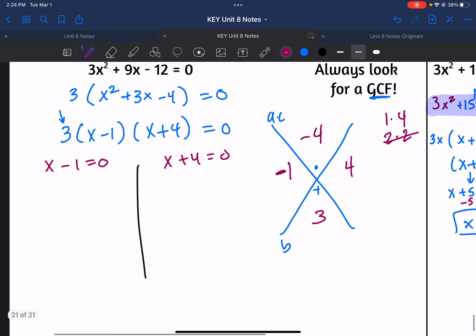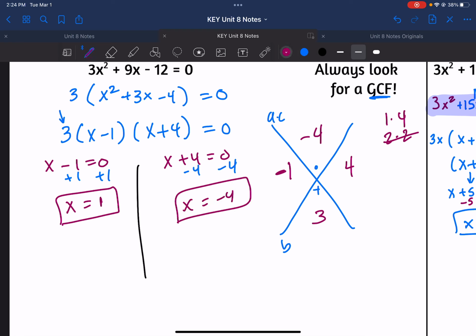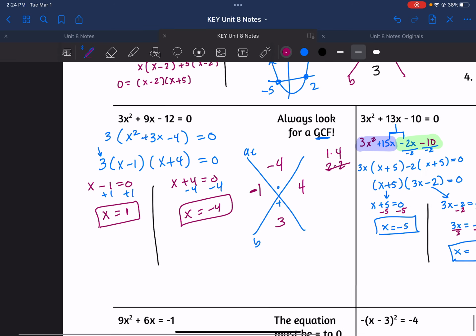All right, let's solve this. How would I get x by itself? Here I'd have to add 1, so x equals 1. Bam, there's one of my x-intercepts, so I have 2 solutions here. For the other, what do I have to do? Subtract 4, so x equals negative 4. Bam. That is how we find our solutions for that.